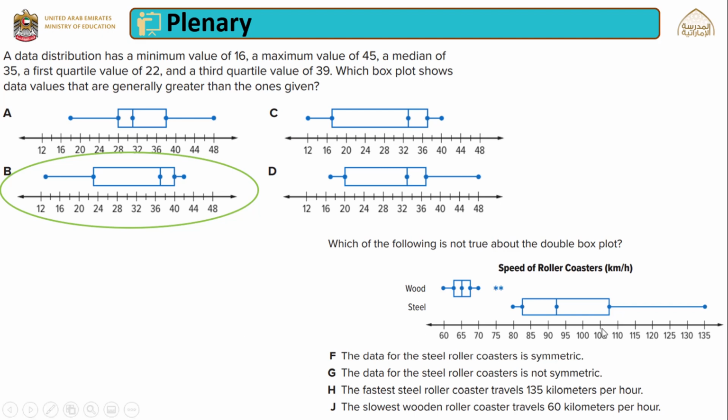Which of the following is not true about the double box plot? The data for the steel roller coasters is not symmetric. The fastest steel roller coaster traveled 135 kilometers per hour. The smallest wooden roller coaster travels 60 kilometers per hour. Yes, you are correct. The data for the steel roller coasters is symmetric.